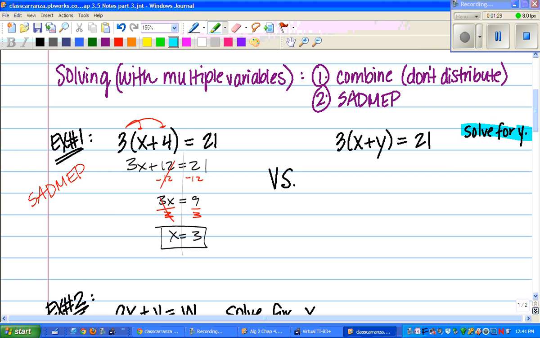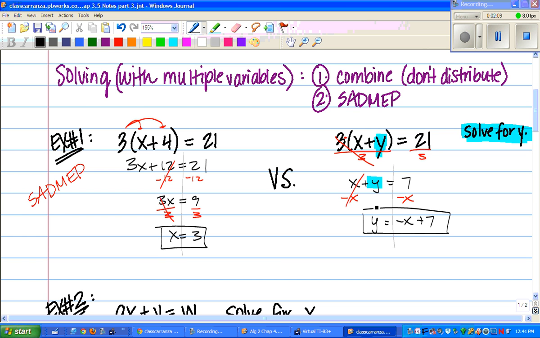Now, over here, it's telling us to solve for y. So I want the y all by itself. Instead of distributing, right here, we're multiplying. So to get rid of multiplication, I'm going to divide both sides by 3, and those cancel. We're left with x plus y equals 7. Now, I want to get the y by itself, so we have to get the x to the other side. Those cancel. And we're left with y equals negative x plus 7. Not too much of a big change. Just got to remember to follow the rules.